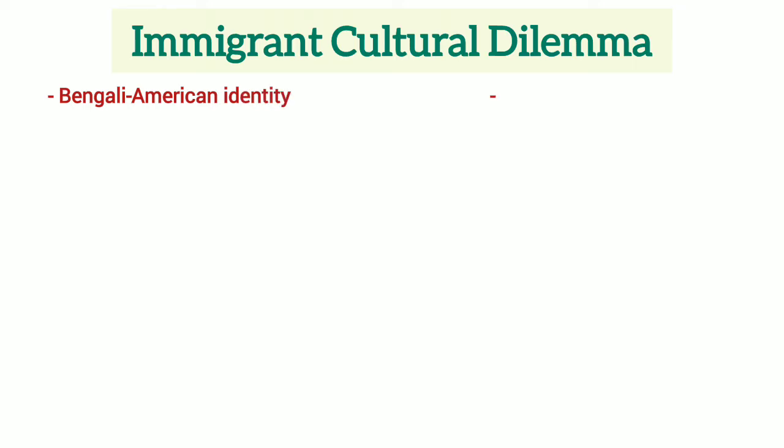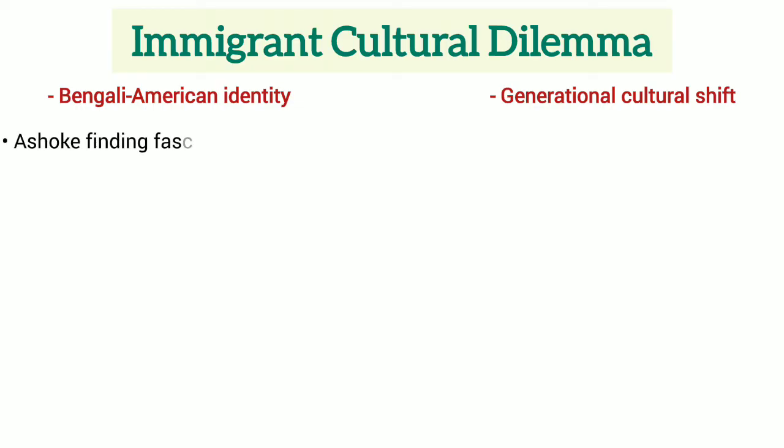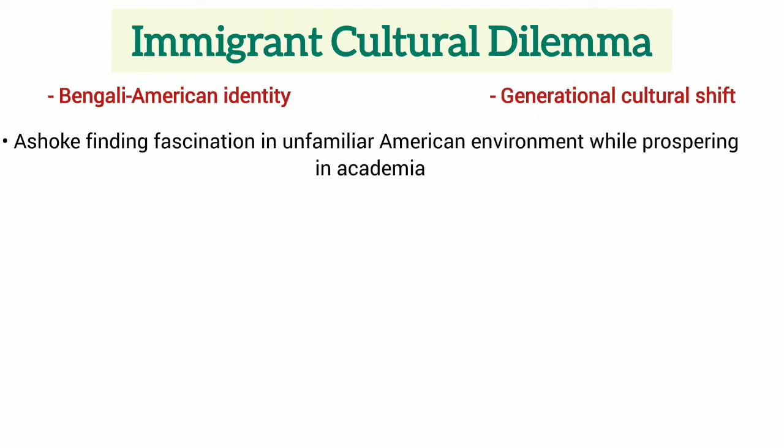Diving into the generational cultural shift experienced by the Ganguly family. The novel is set against the backdrop of immigrant family dynamics, capturing the back and forth between the older generation's Bengali roots and the American-born children's evolving connection to their dual heritage. The Ganguly family's experiences in America provide a unique perspective as Indian immigrants, with Ashok finding delight and fascination in the unfamiliar American environment while prospering in academia.